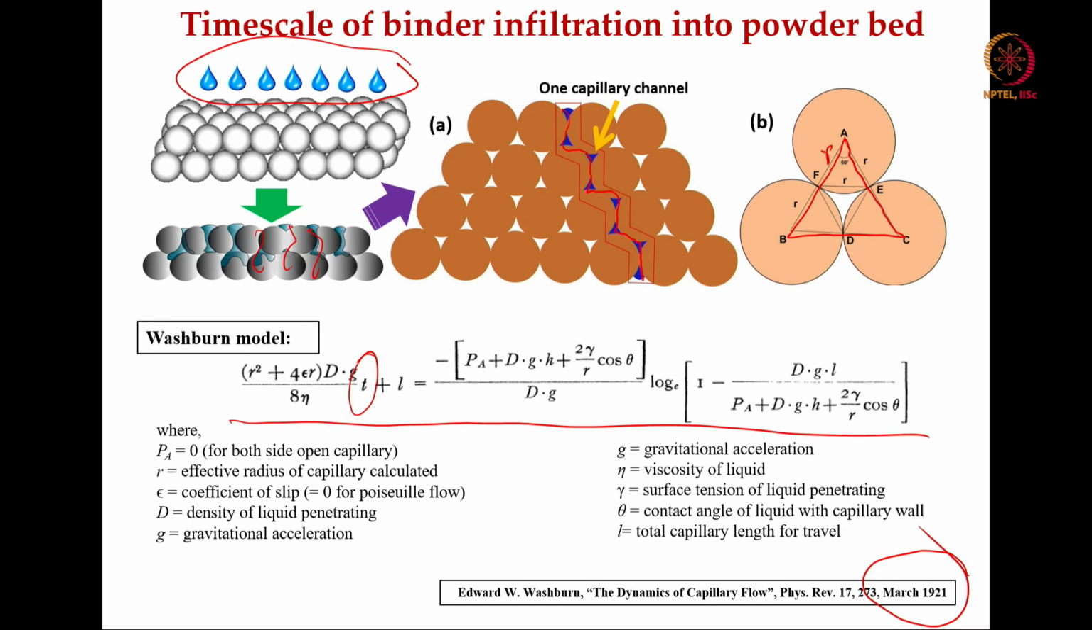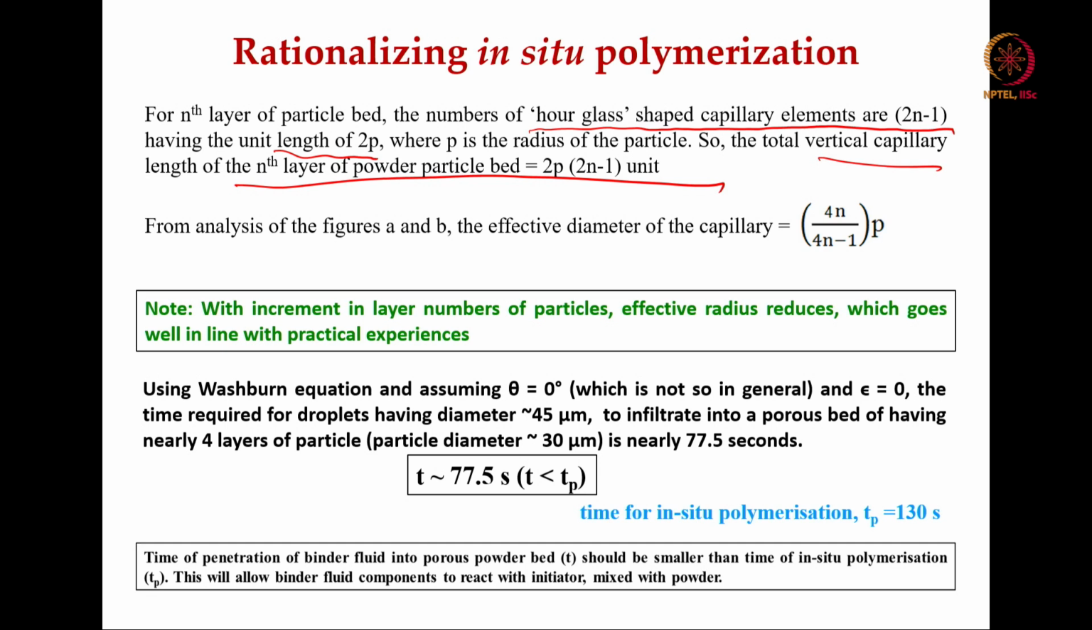And for the analysis of figures A and B, the figure I am referring to, we are now extending our analysis not to 2 layers, but to the nth layer. Then we can find that the effective diameter of the capillary is 4n divided by 4n minus 1 into p. So, as n increases, the effective radius reduces, which goes well in line with what we have seen in practice.